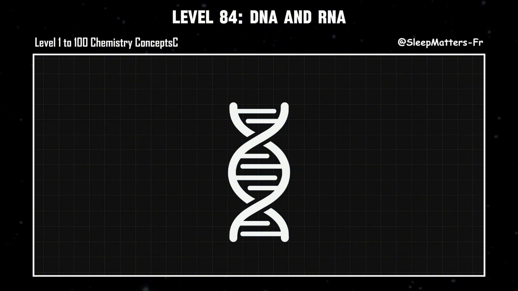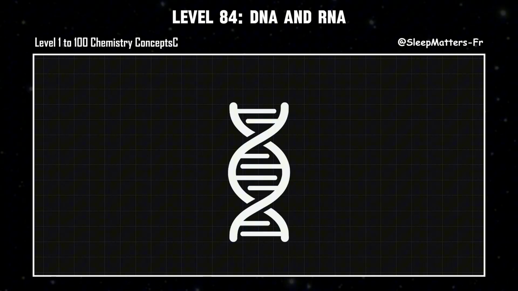Level 84. DNA and RNA. DNA and RNA are the two most important molecules in your body. They are the carriers of genetic information. They are the instructions that tell your body how to build itself, how to repair itself, how to function. DNA is the master copy. It is found in the nucleus of your cells, where it is protected.